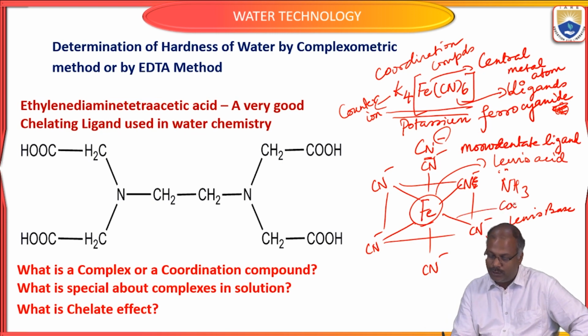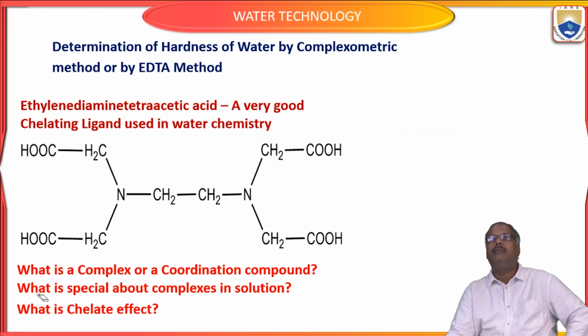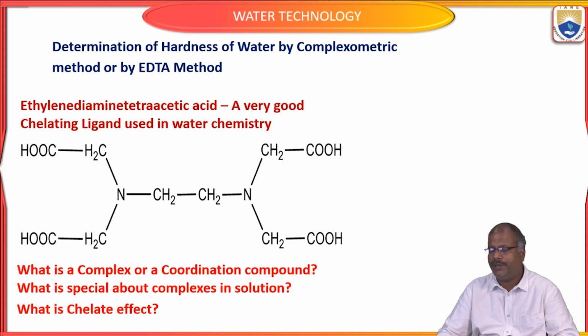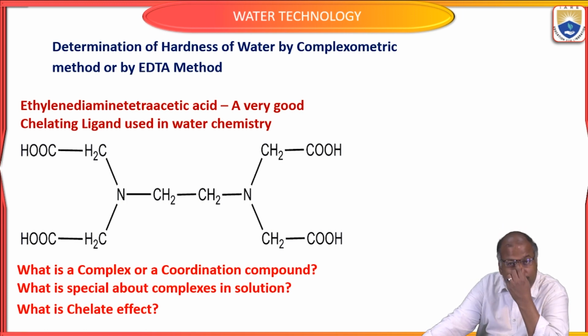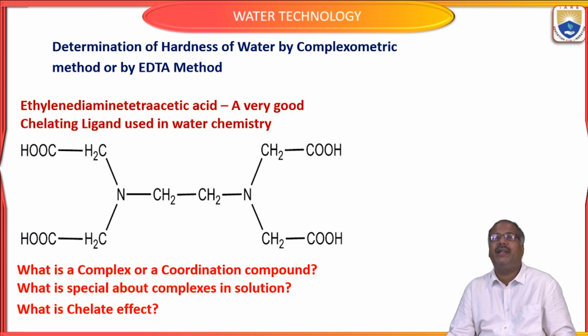So this is a coordinate covalent bond. Like this, metal and ligand bind to form a coordinate covalent bond. We call it coordination compounds, also called inorganic complex or inorganic coordination compound.